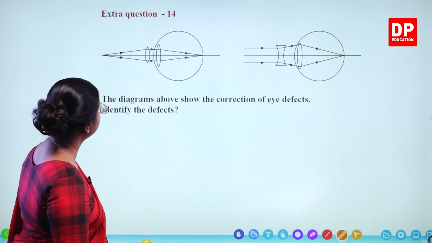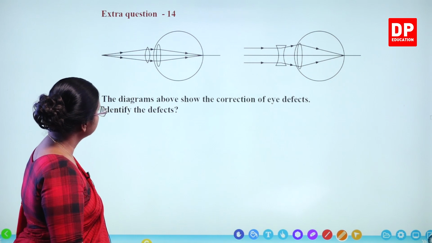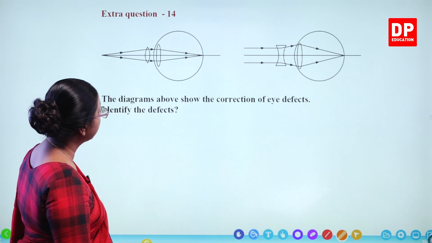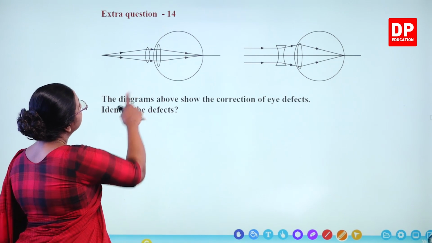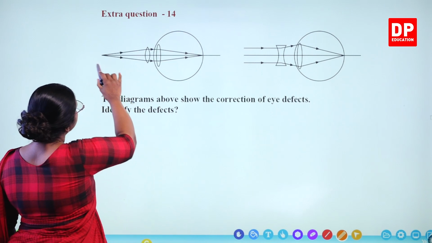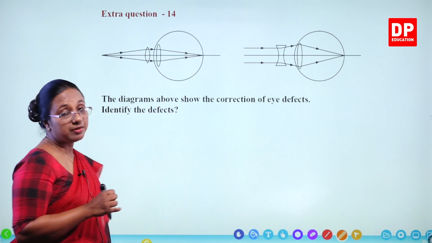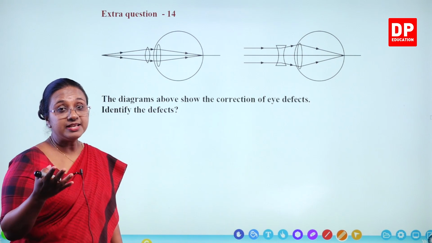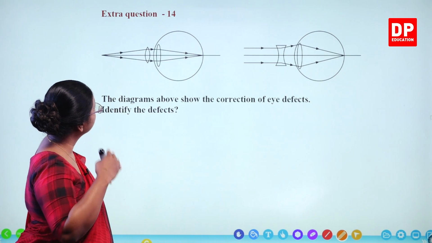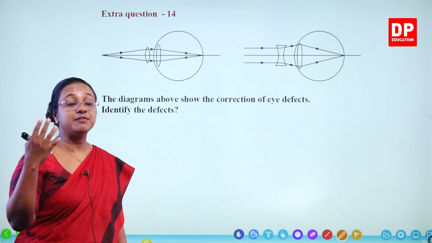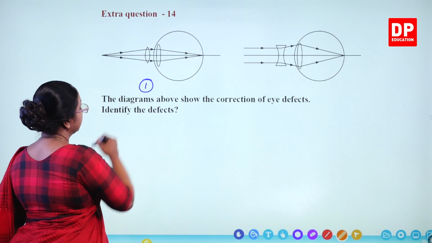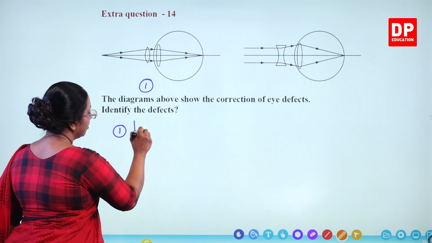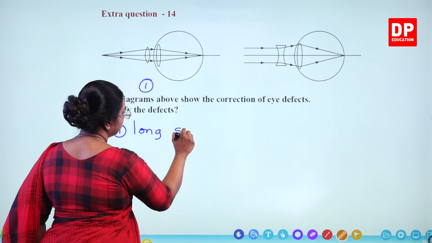Extra question 14. The diagrams above show the correction of eye defects. Identify the defects. So what is this correction? Here you can see the rays are coming from close objects. That is what is being corrected. So close objects are not seen clearly, but far objects will be seen clearly. So that means the person has long sight.